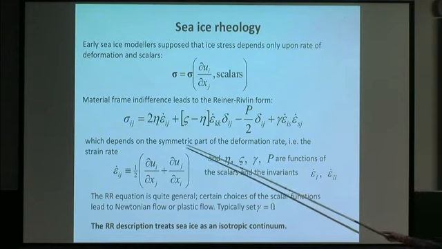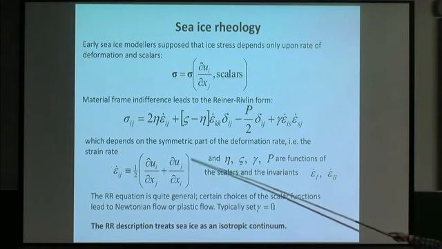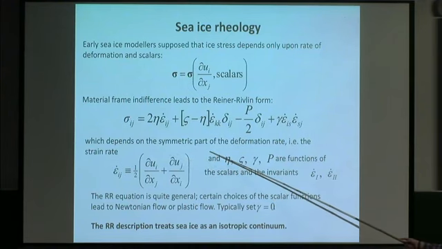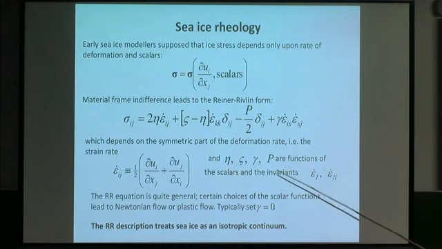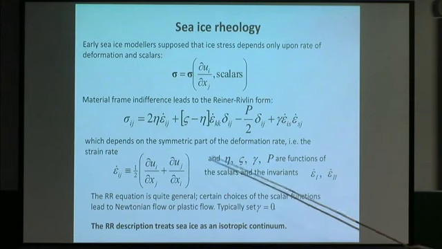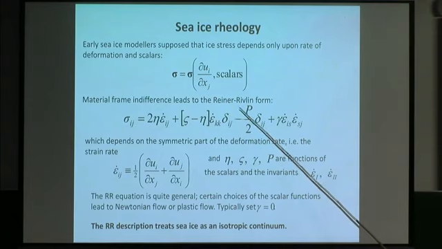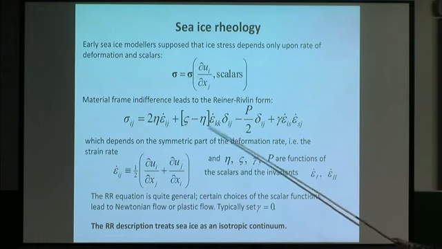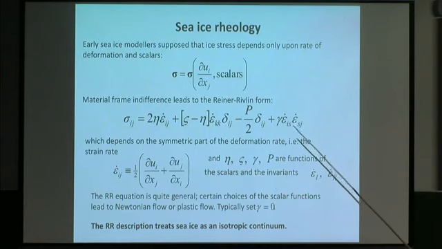So the point is the sea ice stress depends upon the strain rate, the symmetric part of the velocity deformation. And these eta, zeta, gamma, p are functions of scalars and the invariants of the strain rate. So this form is really general. If eta and zeta are constants, this becomes a Newtonian fluid, the sort of equation used to model the atmosphere and the ocean, but not sea ice. So typically eta and zeta take nonlinear functions of the strain rate invariants, and typically we describe the stress as being plastic, which is where I'm going to get to next.